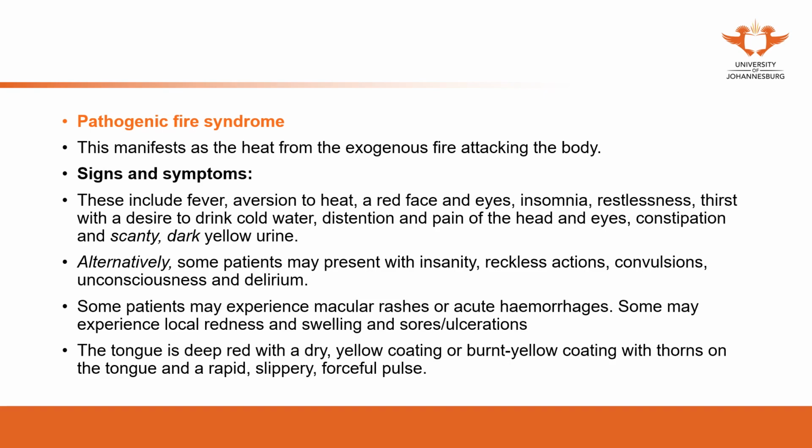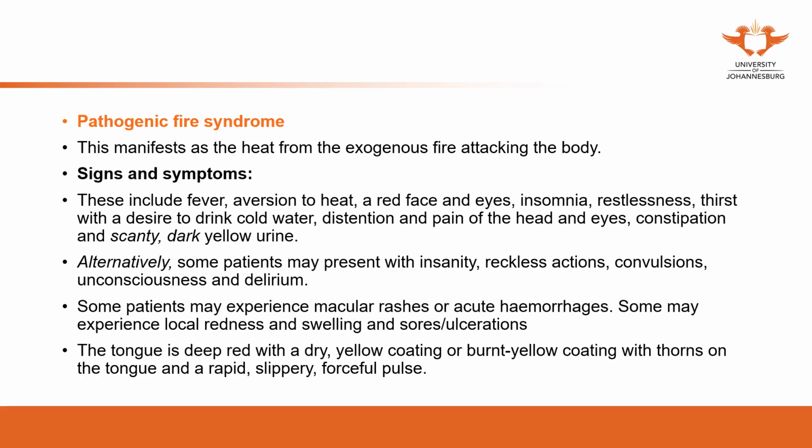The tongue color can be red with a dry yellow coating or burnt yellow coating. These all indicate a heat condition. The dryness is because the heat will consume the body fluid. The pulse is rapid, slippery, forceful. These are all heat situations. Macular rashes or other rashes: now you will see skin disorders. If the patient presents with these kinds of tongue and pulse manifestations, we will diagnose a heat or fire syndrome for the skin disorder.